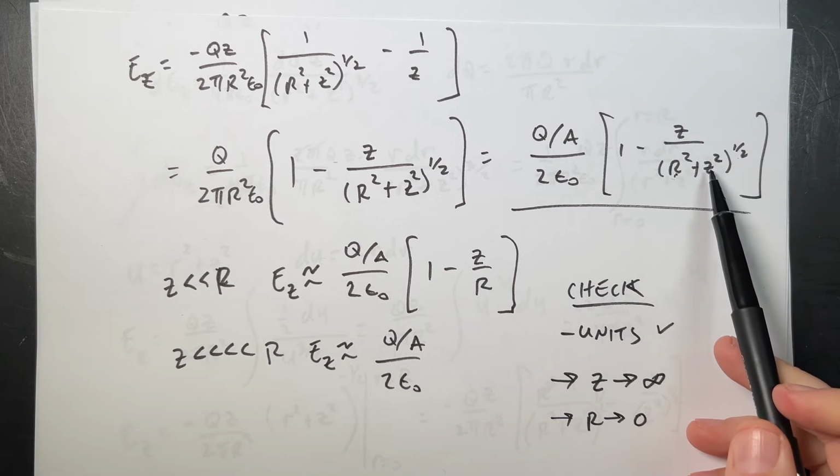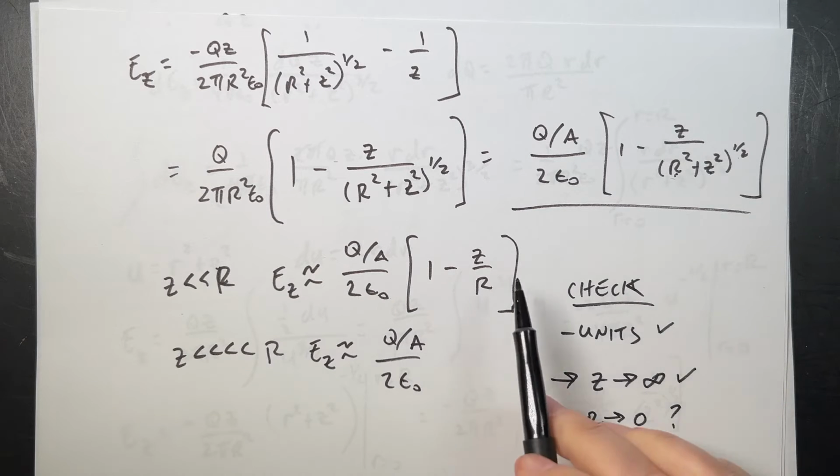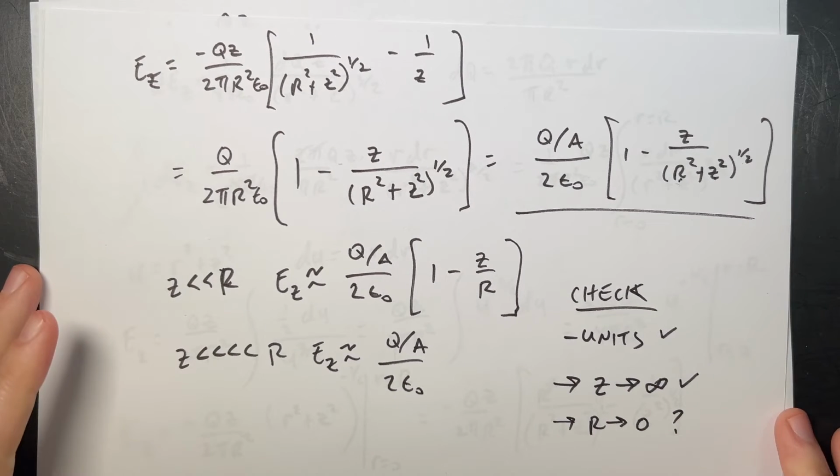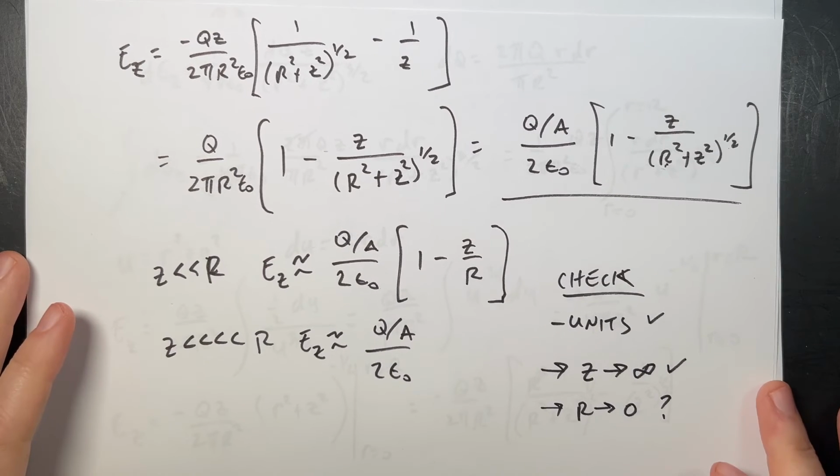Wait, as z goes to infinity, this is, yeah. As r goes to 0, okay. I'm not sure about that. So that's check. That's a question mark. But I know that that's the right answer. So that's that.